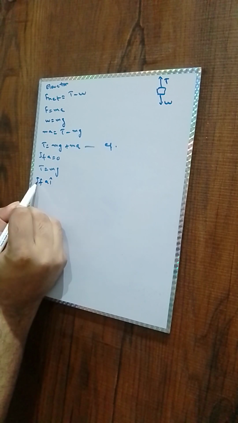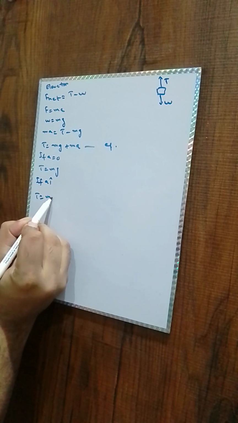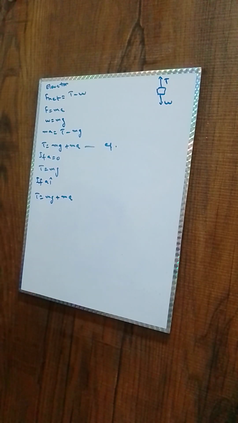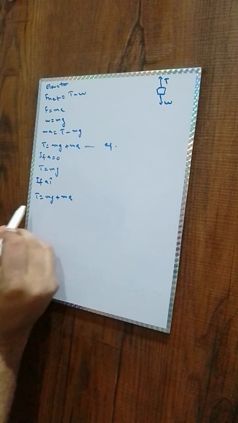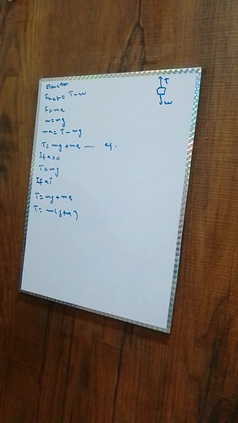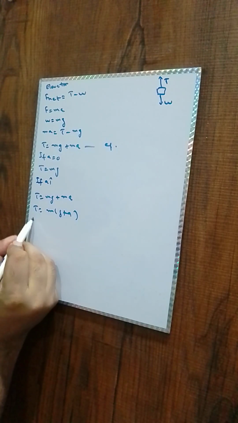If acceleration is upward, t would be mg plus ma. Yes, so this will be the form, which will be t is equal to m into g plus a. If acceleration is downward.